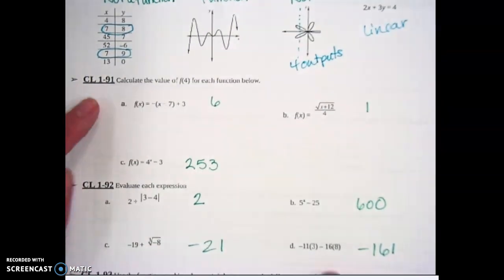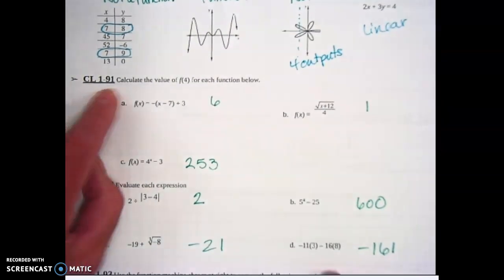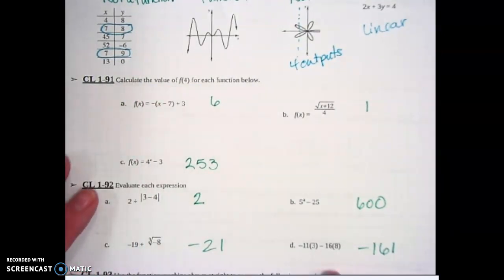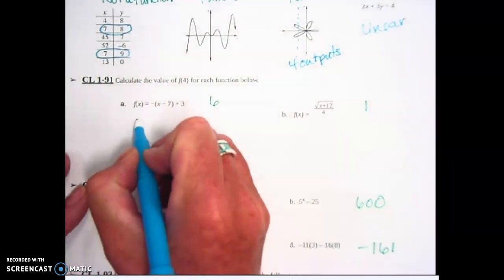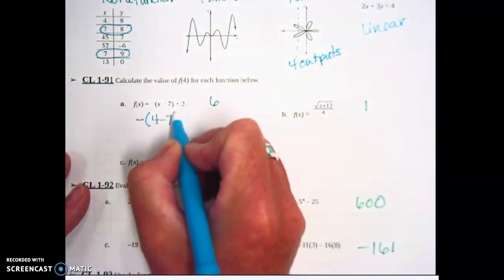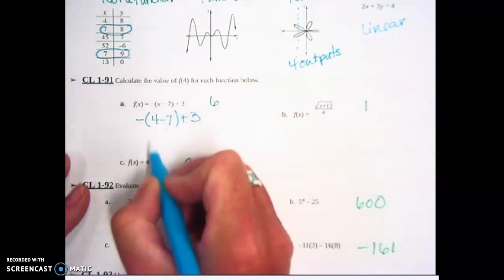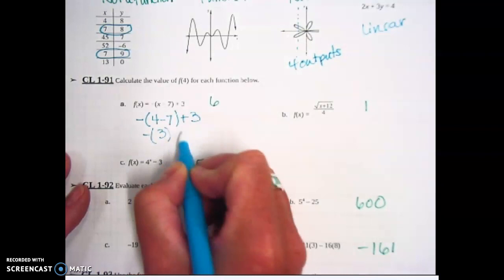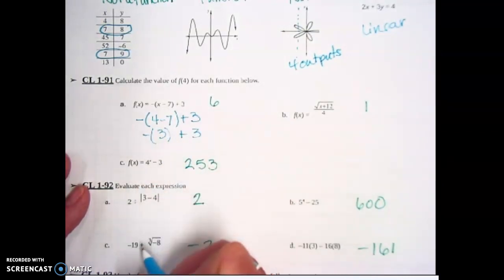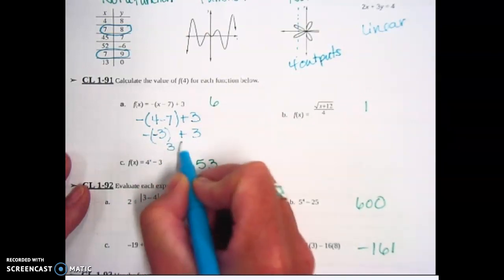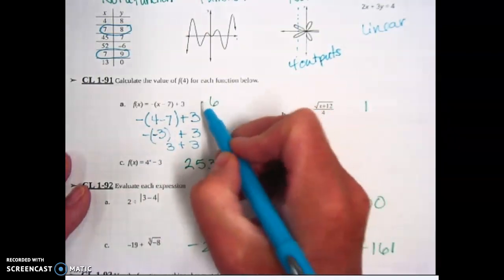Jumping down to closure 191. Calculate the value of f equals 4. So we're going to plug in a 4 everywhere you see x. So on part A, you're going to have the opposite of 4 minus 7 plus 3. And 4 minus 7 is 3. So we have the opposite of 3 plus 3. Oh, that should be negative 3. The opposite of negative 3 is positive 3. So we get 3 plus 3, which is 6.